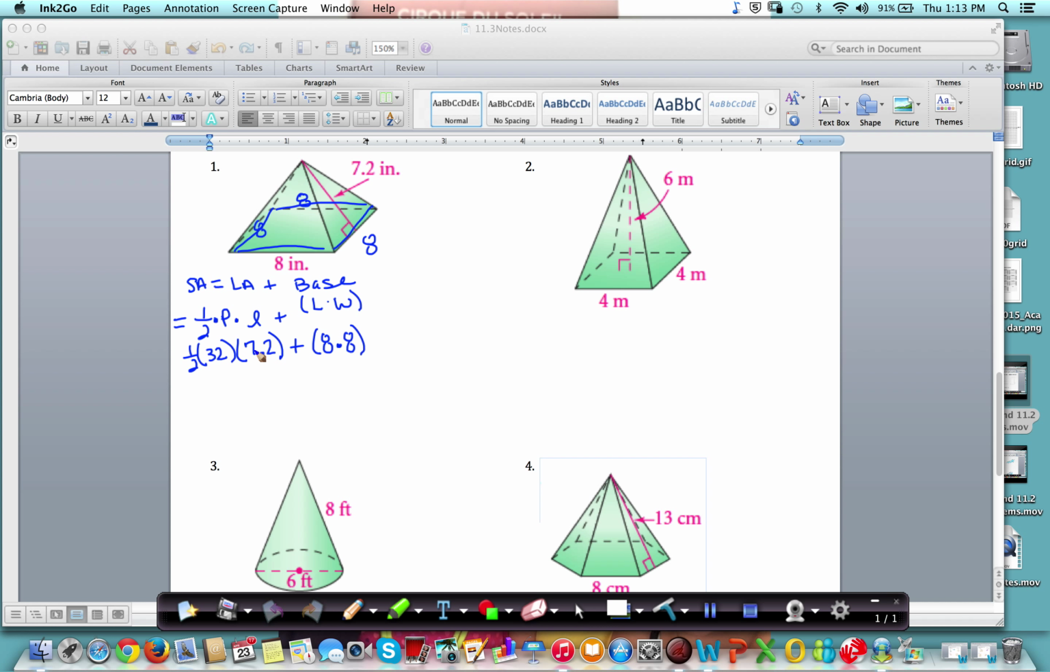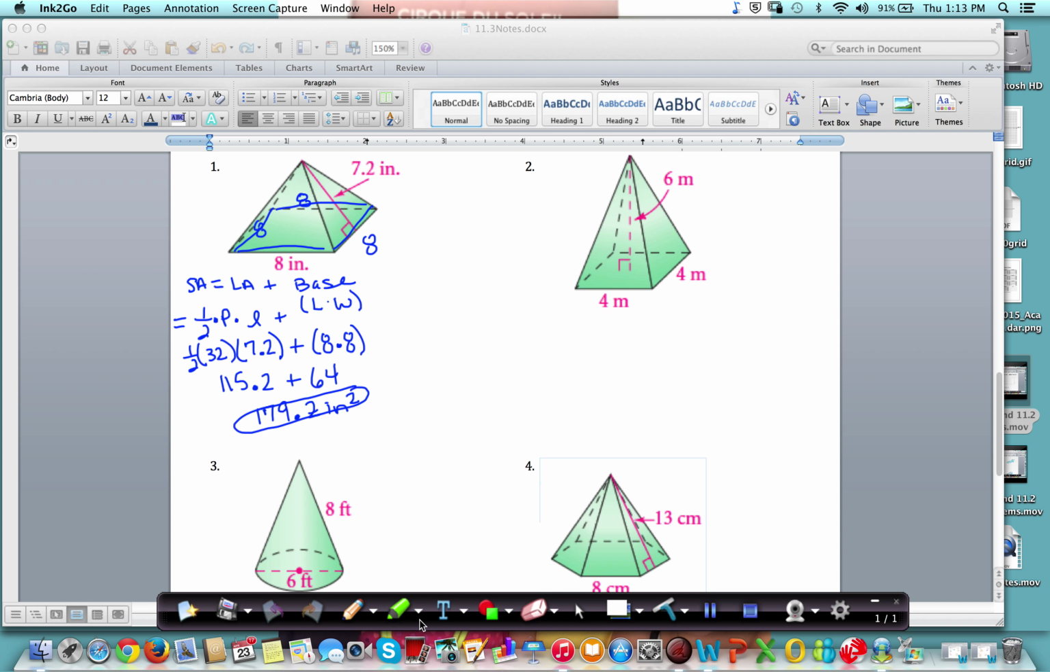So 1/2 times 32 times 7.2 is 115.2 plus 8 times 8, 64. So I get a total in number 1 for 179.2 inches squared. Okay, 179.2 inches squared. Sorry, I scribbled right over the top of that.